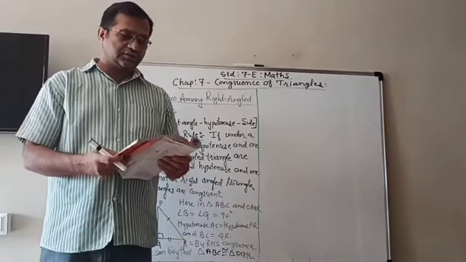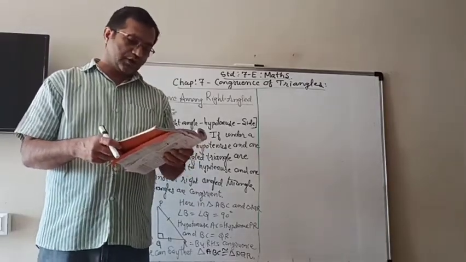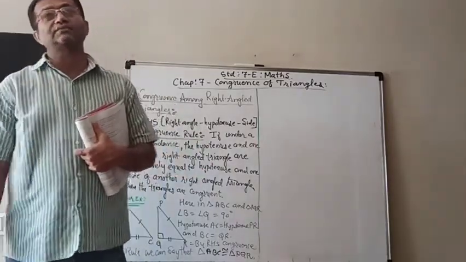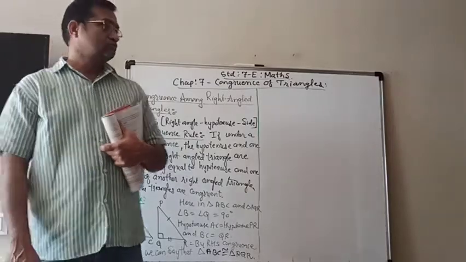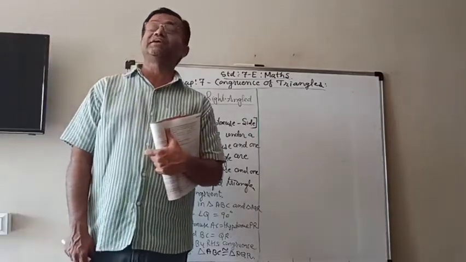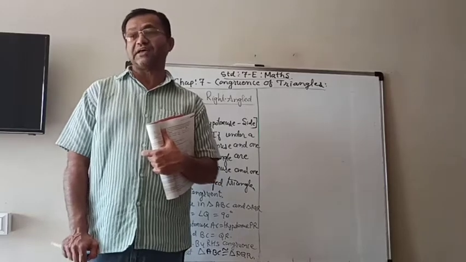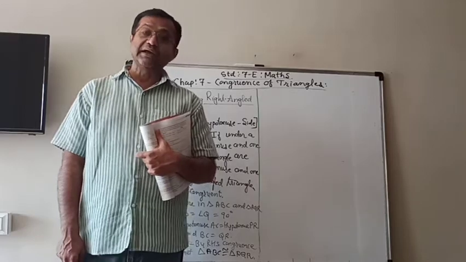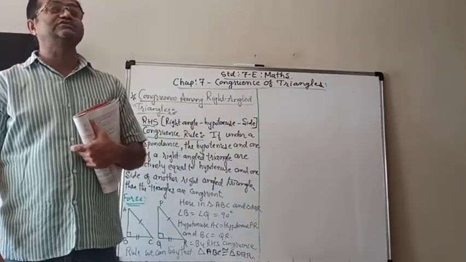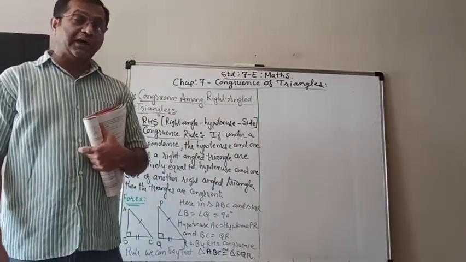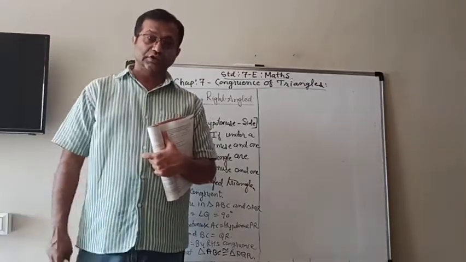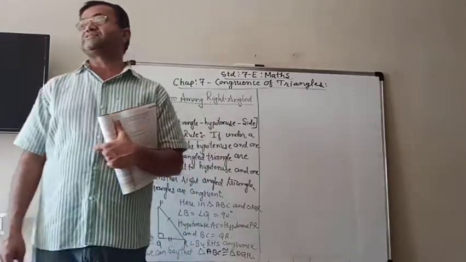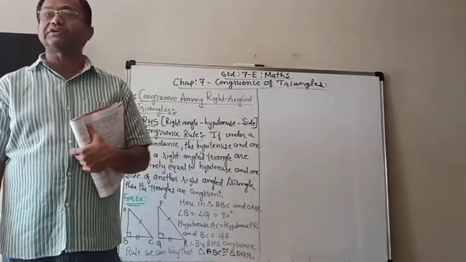In chapter 7, congruence of triangles. So far we learned the few criteria like SSS, SAS and ASA congruence rules, and how to apply them to check whether the two triangles are congruent or not.